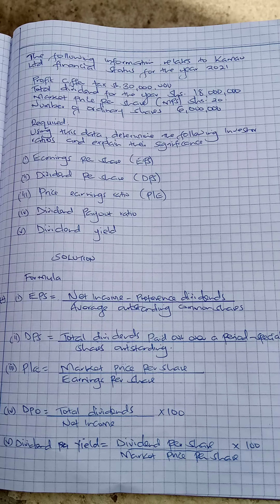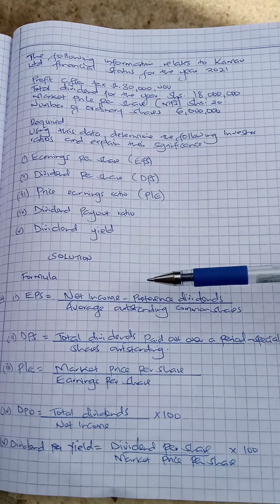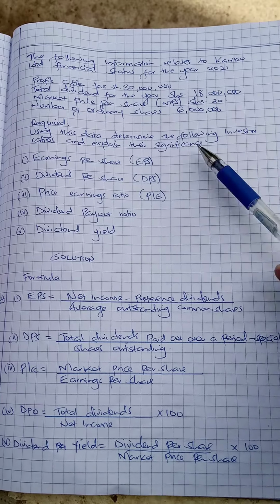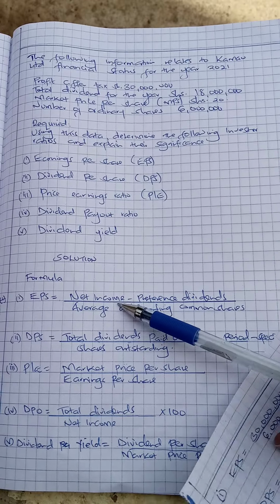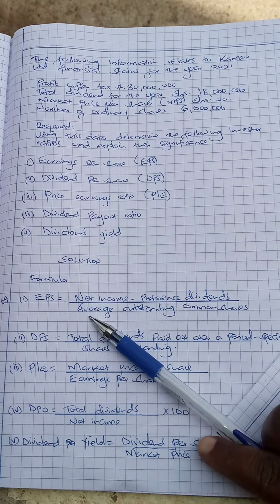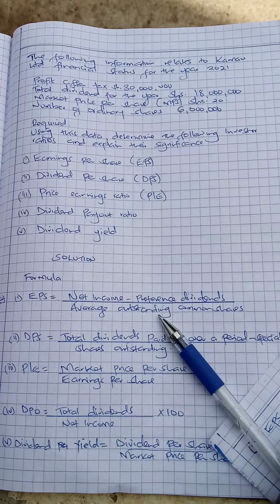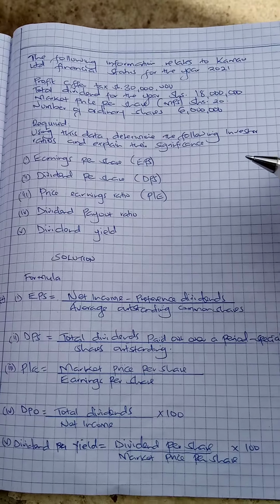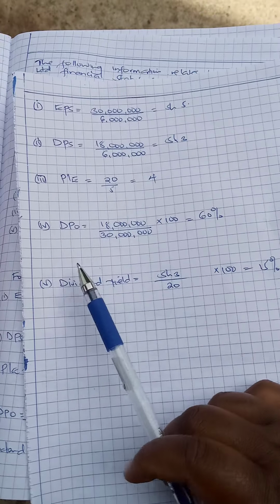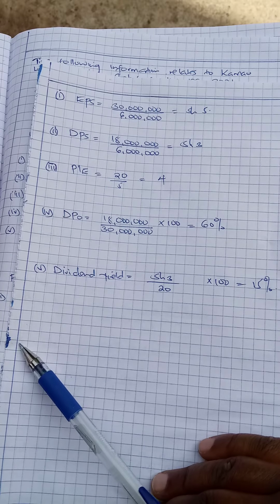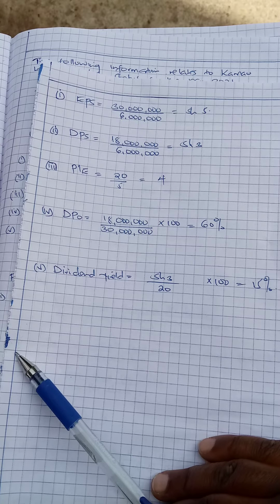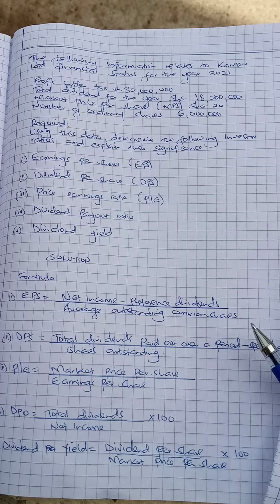So when you look at the first one, which is earnings per share, we have the formula right here. So the solution will be, when you look at whatever we've been given, we have the profit after tax, but here we are saying net income minus preference dividends. Now that we don't have any other information, you will take it as the net income, over average outstanding common shares, and this is how you work it out. So this is it. We have the first one, which is the earnings per share. You have the 30 million, which is profit after tax, over 6 million, which is the outstanding shares. You get 5 shillings.